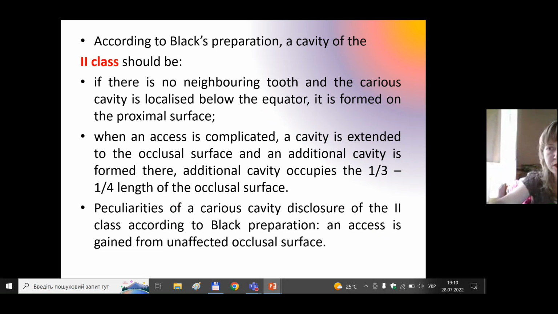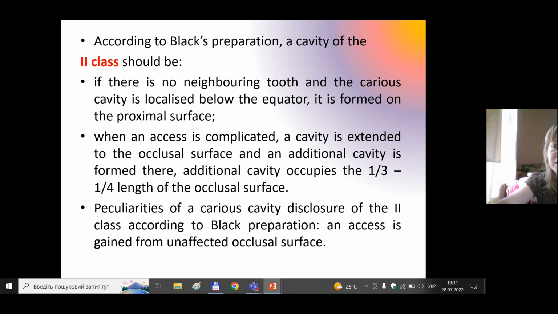According to Black's preparation, a cavity of the second class should be as follows: if there is no neighboring tooth and the caries cavity is localized below the equator, it is formed on the proximal surface. When the caries is complicated, the cavity is extended to the occlusal surface and an additional cavity is formed there. The additional cavity occupies 1/3 to 1/4 of the length of the occlusal surface.